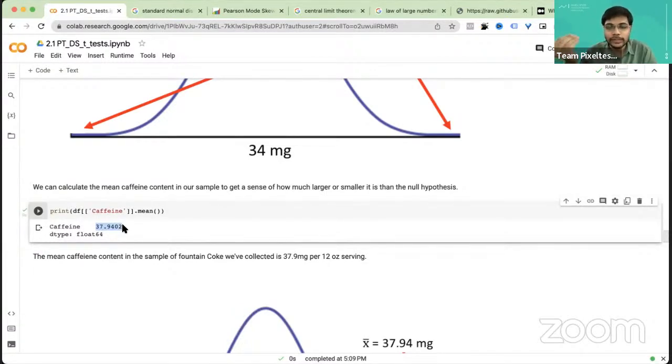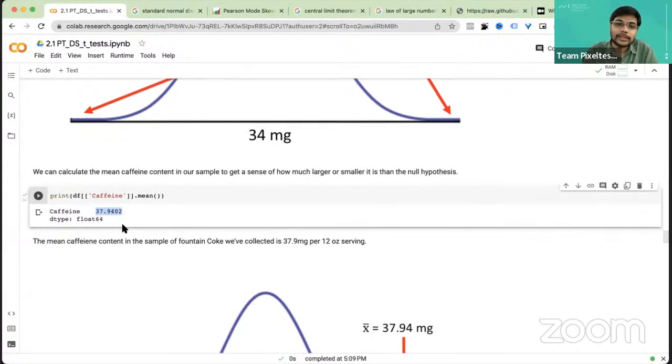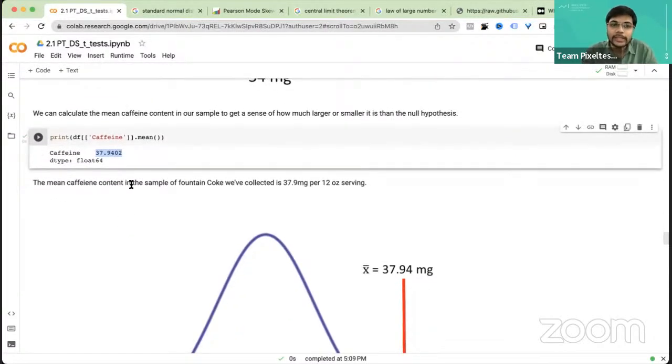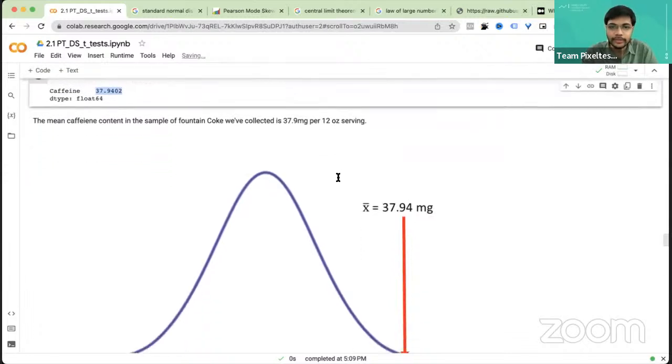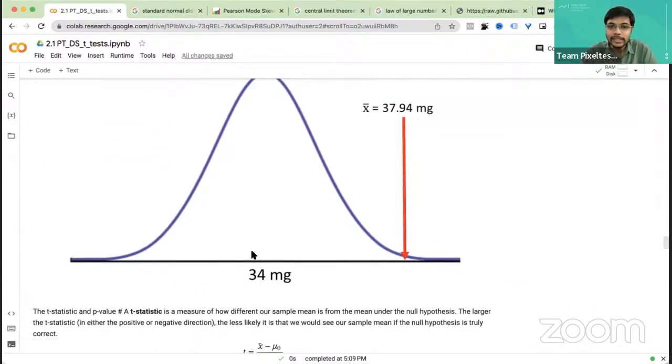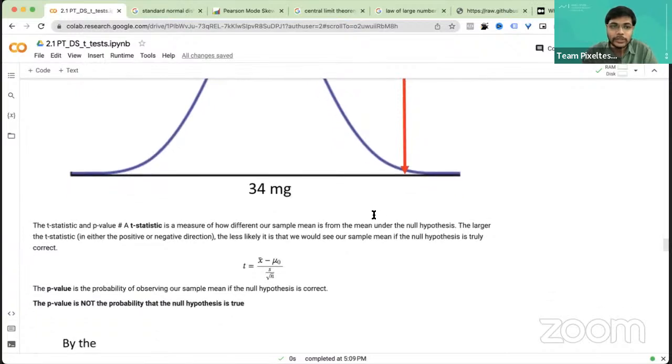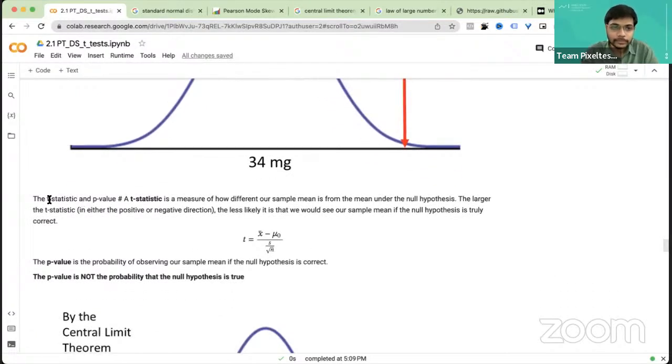And what was the initial hypothesis? What is it that we want? We want it to be closer to 34 mg, right? So the mean caffeine content in the sample fountain we have collected is 37.94 mg per 12 ounce serving. So this is where our hypothesis is, and this is what the mean is currently, right? So now what it says, the t statistic and the p-value.